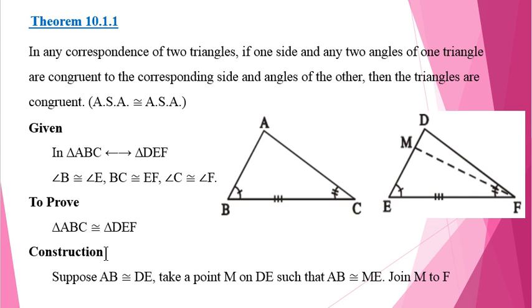And I have to prove that triangle ABC is congruent to the triangle DEF. Both the triangles are congruent. Congruent means exactly the same. All the lengths, all the angles are same.